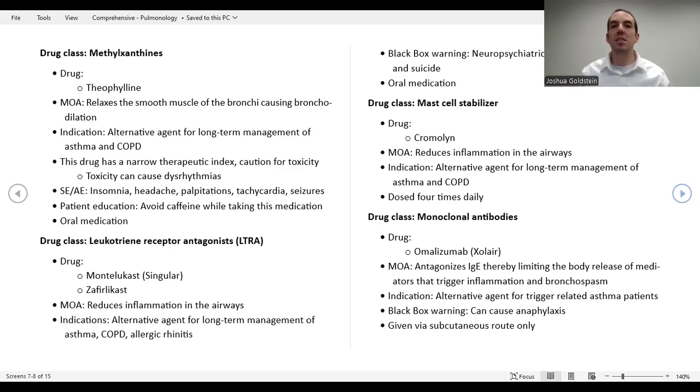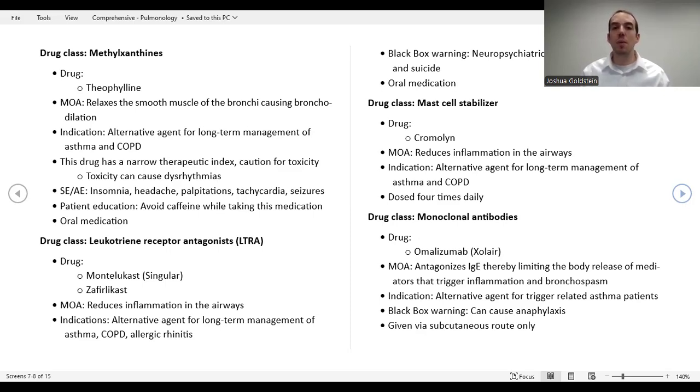But again, ICS is the only universal first-line agent. Everything else would be in addition to that, or instead of that if that wasn't working or wasn't working well enough. This drug has a narrow therapeutic index. Hopefully you remember from day one of pharmacology, any drug that has a narrow therapeutic index has a high risk of toxicity, and also requires frequent lab monitoring.